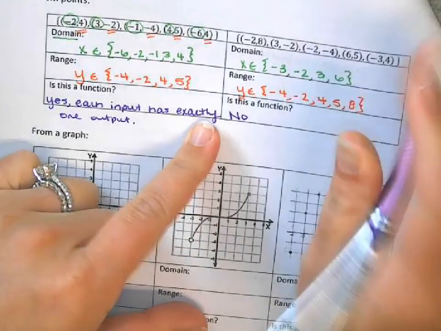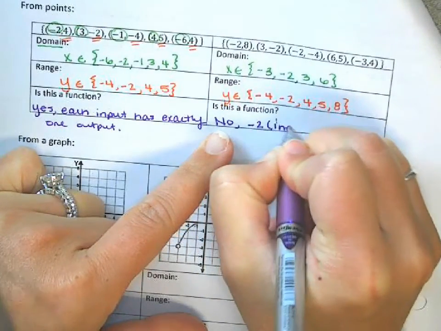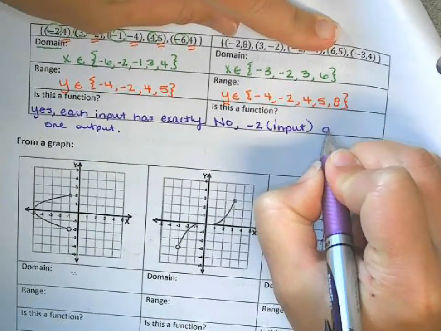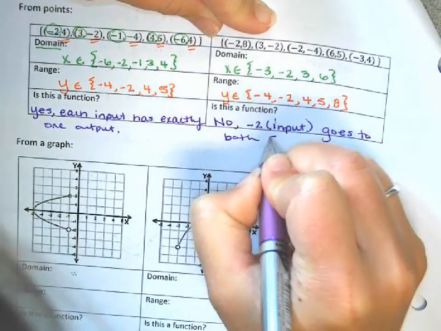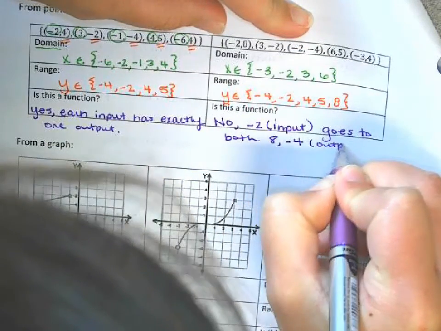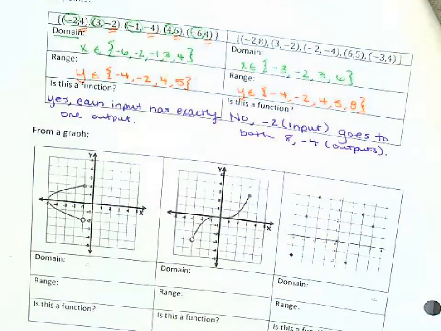And your explanation is because negative 2, which is an input, goes to 2 different outputs. It goes to both 8 and negative 4, which are your outputs. So since it has 2 outputs, that is not going to be a function.